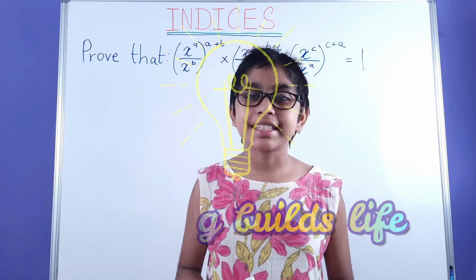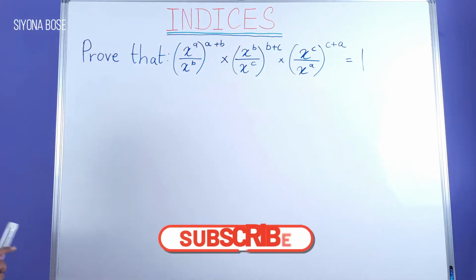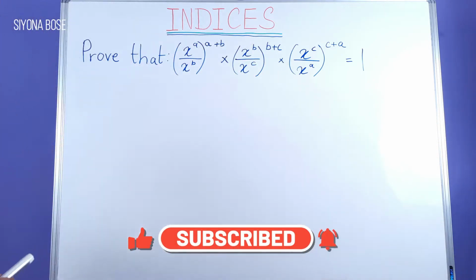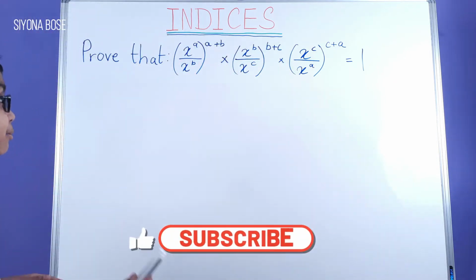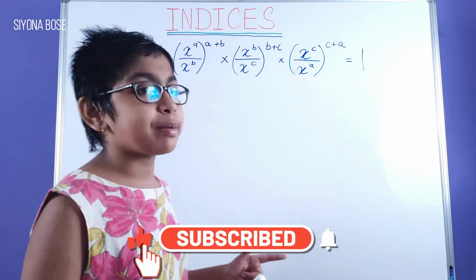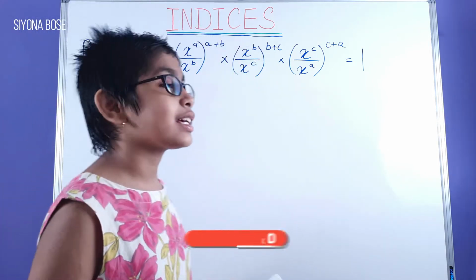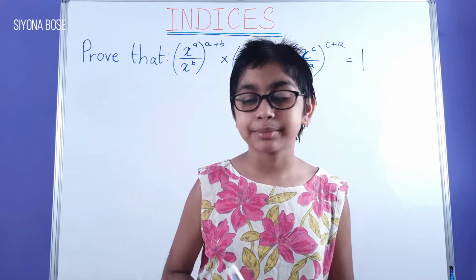Let's take a look at today's sum. Prove that (x^a / x^b)^(a+b) into (x^b / x^c)^(b+c) into (x^c / x^a)^(c+a) is equal to 1. We have to prove this, so let's do it.